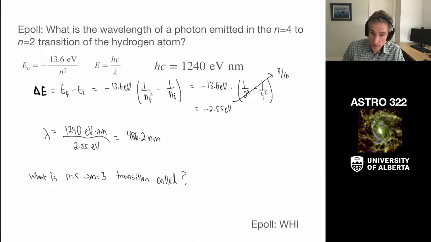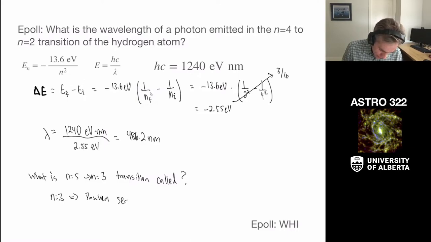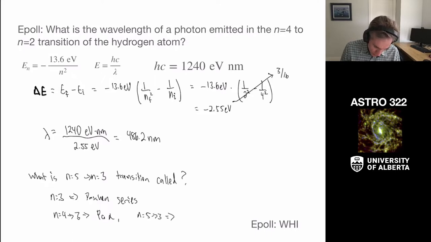All right, we're getting some convergence here. I like the convergence. So the key to naming the transitions is to look at where it ends up. Where it ends up is the n equals 3. So n equals 3 tells you the series. n equals 3, that tells you this is the Paschen series. The first line would be alpha. So n equals 4 to 3 would be Paschen alpha. So n equals 5 to 3 would be Paschen beta, which is the answer that pretty much everybody has converged to.